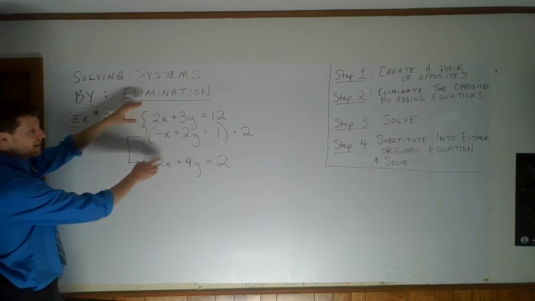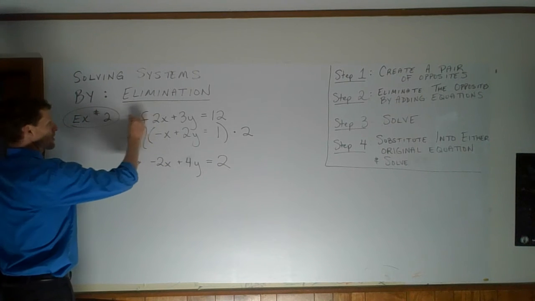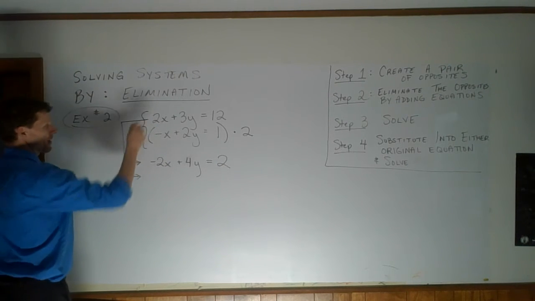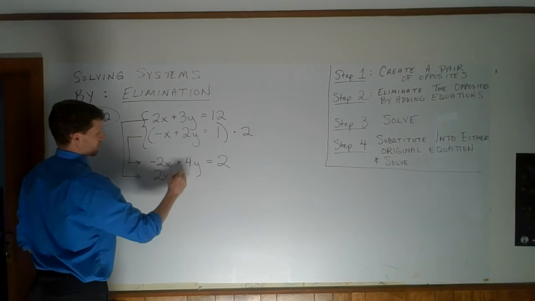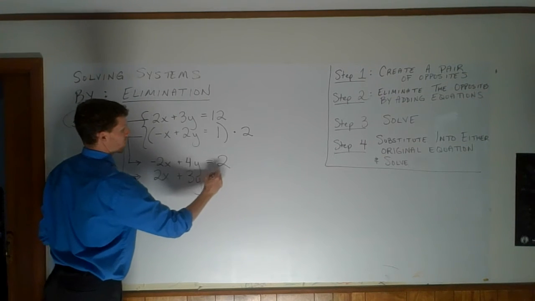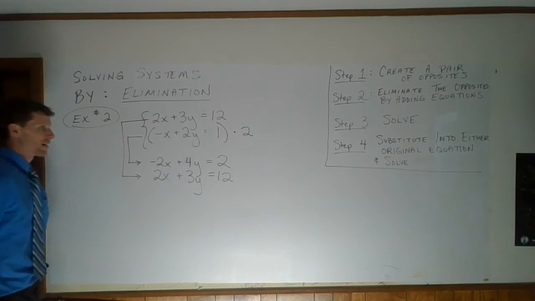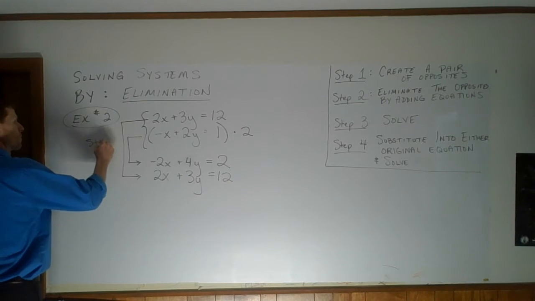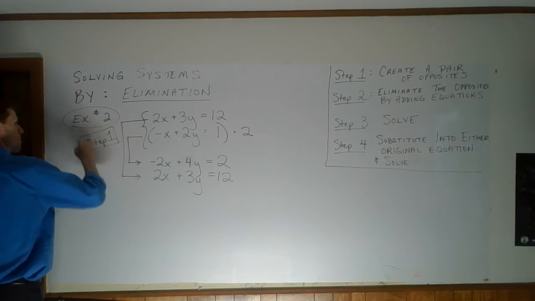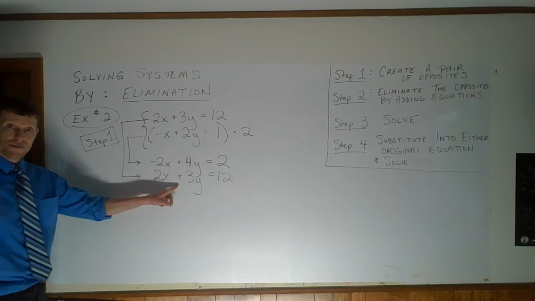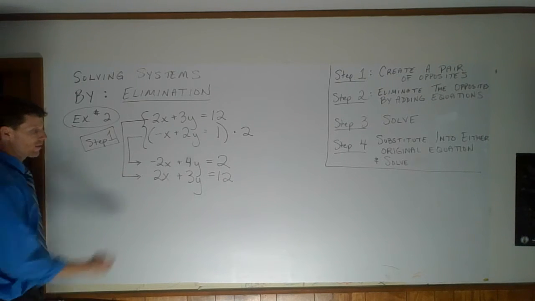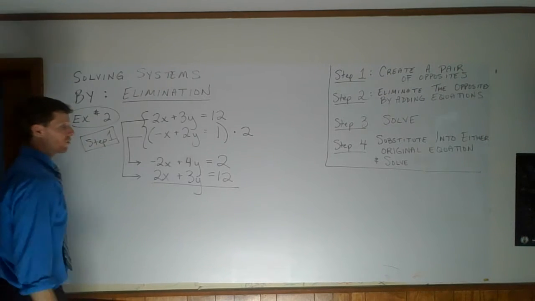And then I can either do the addition from here, or lots of people like to rewrite the other equation alongside it. Now we have finished step 1. And this now looks like the previous example, where we had a pair of opposites. So we can go to step 2.